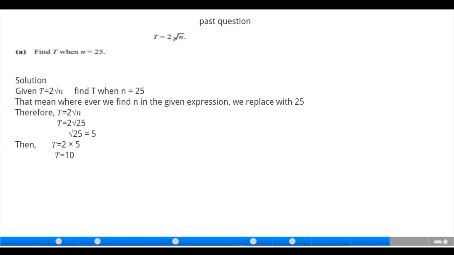Whenever you see n there, since they have given us n to be 25, you replace n with 25 here. So we can now have t equals 2 root 25. Now, what is the square root of 25? Square root of 25 is 5.